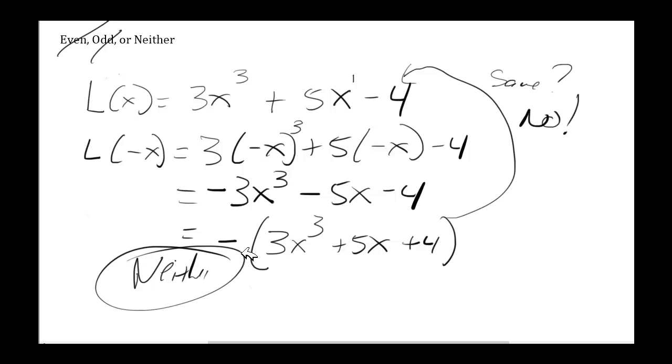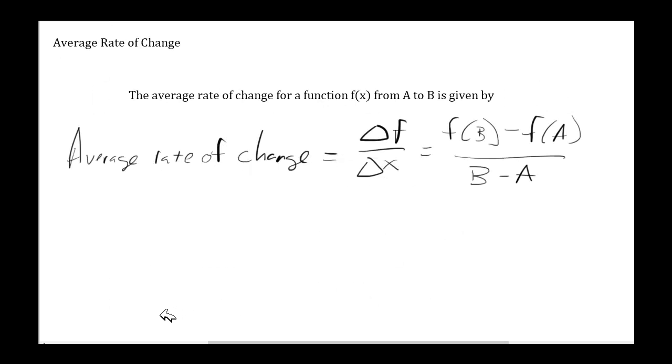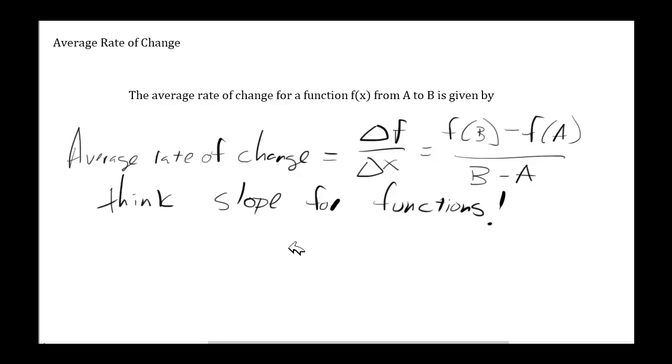Alright, let's take a look at average rate of change. Okay, average rate of change. The average rate of change for a function f of x from a to b is given by, so here it's change in f over change in x, which is equal to f of b minus f of a over b minus a. This is what you should think: think slope for functions. That's exactly what it is. Slope for functions. It is the exact same idea. So let's take a look at an example.